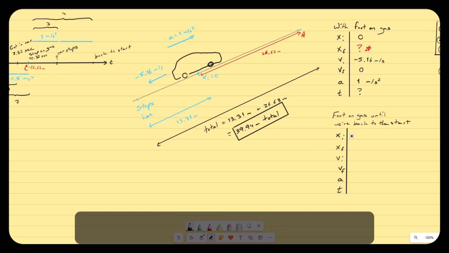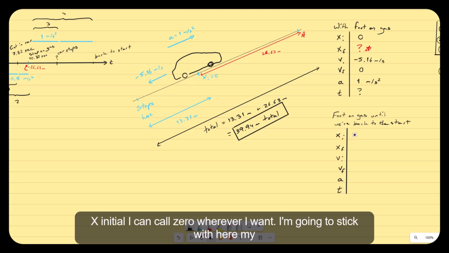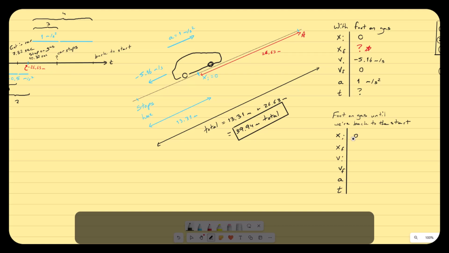X initial, I can call 0 wherever I want. I'm going to stick with here. My X final, I need to get back to my starting point. So my X final is going to be 26.63 meters. My V initial, I had still 0.